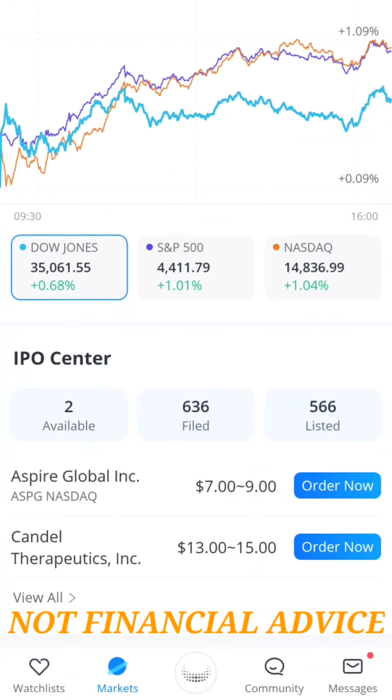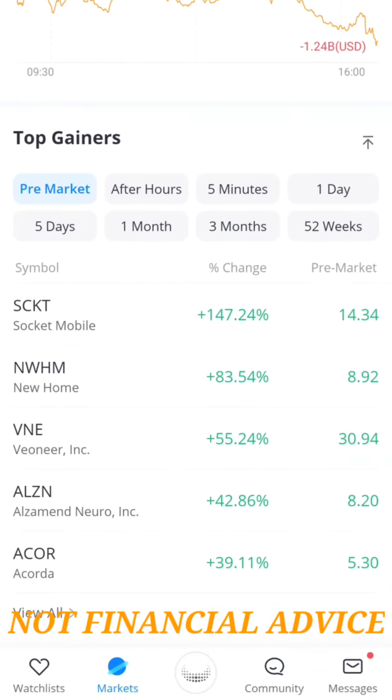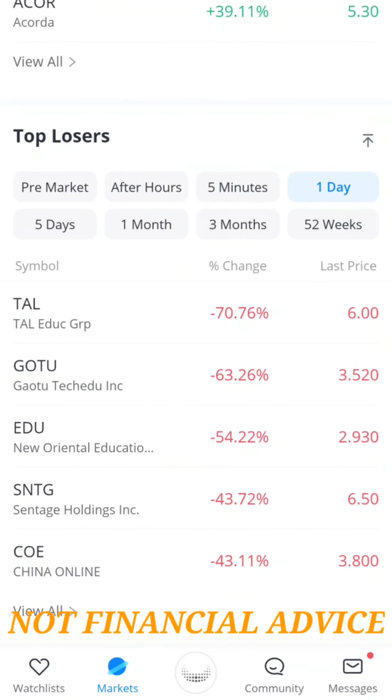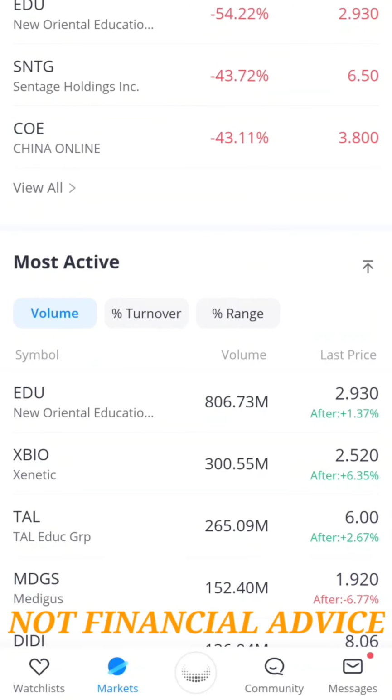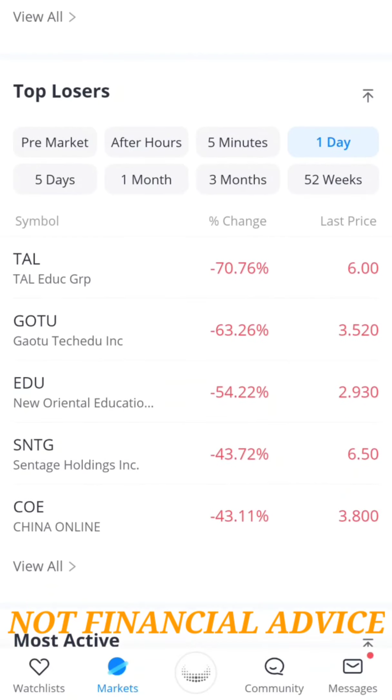So you just click on the market tab, and then you're going to scroll down to the top gainers and top losers. Also, there is most active, so that's also a great tab to use for volume movement. You see 806 million on EDU and an XBIO, so lots of movement on those two. So easy way to find those.